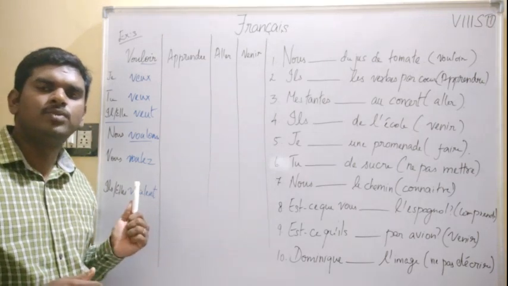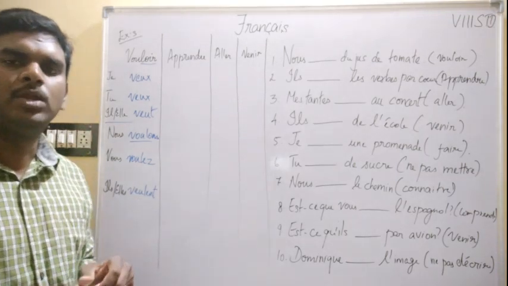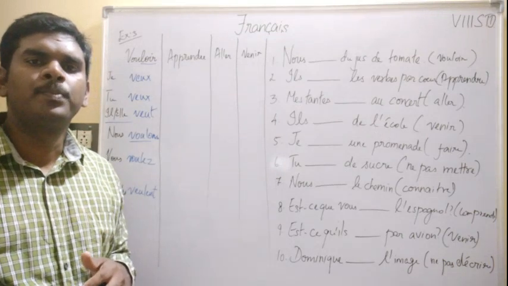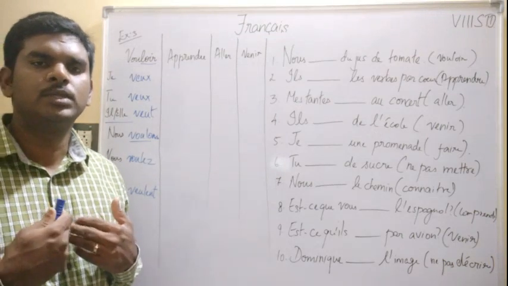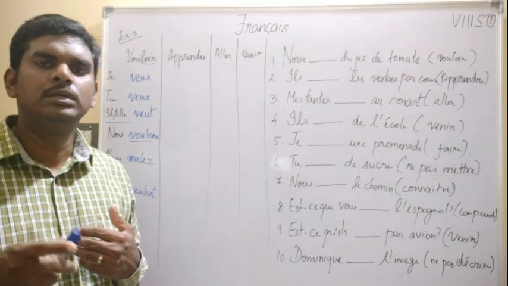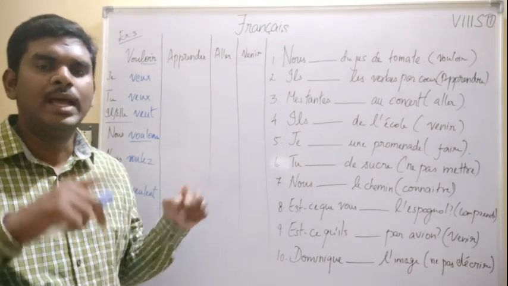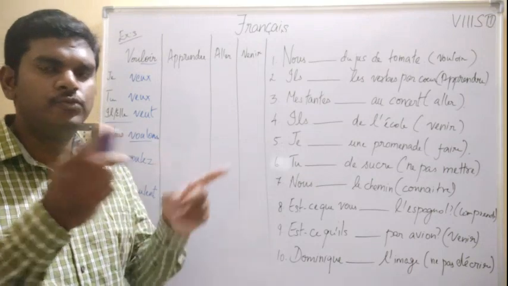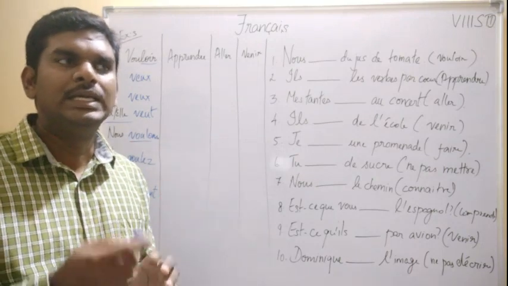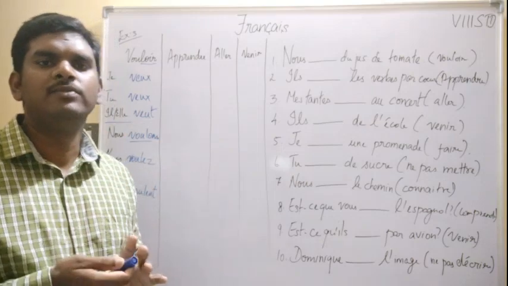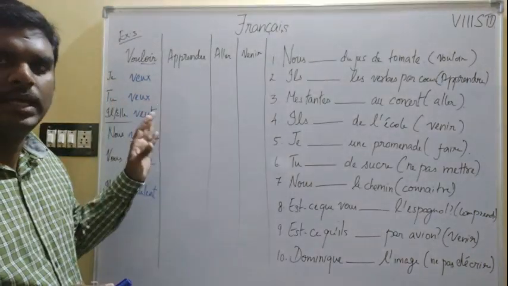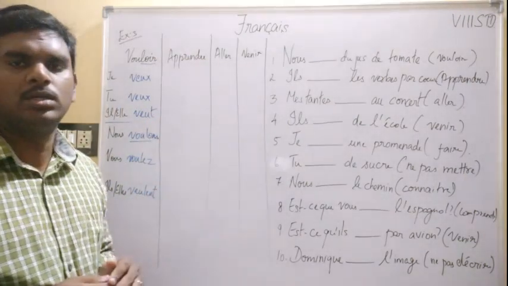So the first verb is vouloir. I repeat, please repeat along with me. Vouloir. Je veux, tu veux, il veut, elle veut, nous voulons, vous voulez, ils veulent, elles veulent. So vouloir is done.